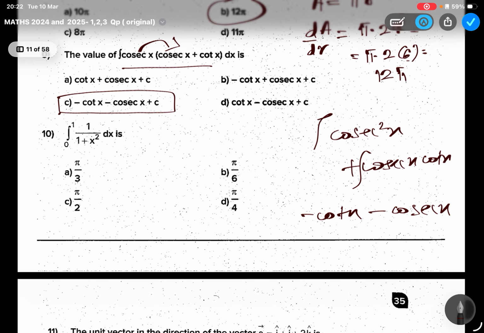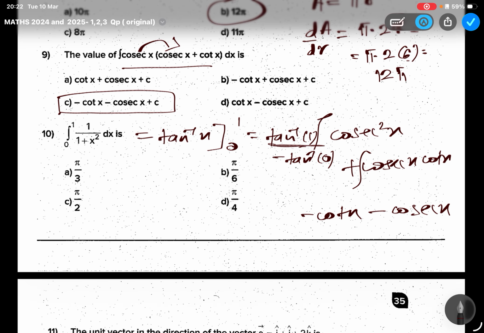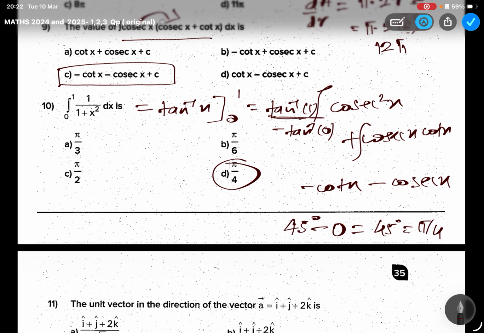And here they ask 1 by 1 plus x square. The answer for this one will be direct formula, tan inverse x from 0 to 1. Then tan inverse of 1 minus tan inverse of 0. You know already tan inverse of 1 will come at 45 degree. Tan inverse of 0 will be 0. Then the total answer is 45 degree. It will be pi by 4.